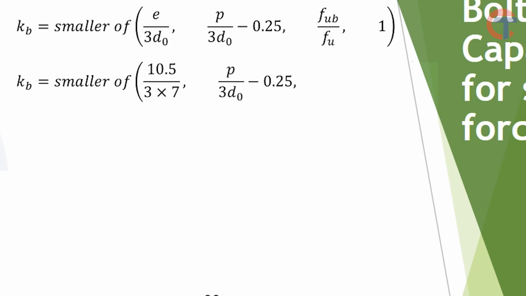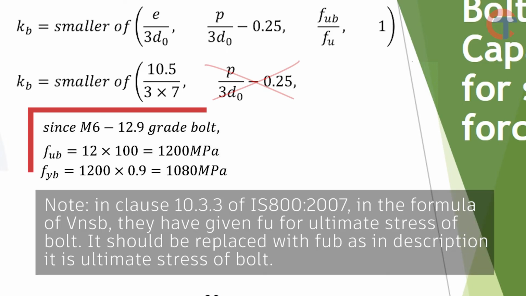Next parameter is P by 3D0 minus 0.25. Here P is pitch of the bolt. Pitch is the center to center distance of the bolt. As we are using only single bolt, we can ignore this parameter. This parameter is useful when more than one bolt will be used in the direction of the force. Next is FUB divided by FU, where FUB is ultimate stress of the bolt, that is 1200 megapascal, which we have already calculated from 12.9 grade in the beginning of the video.